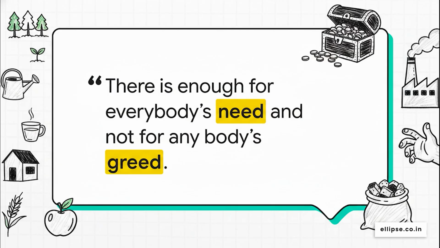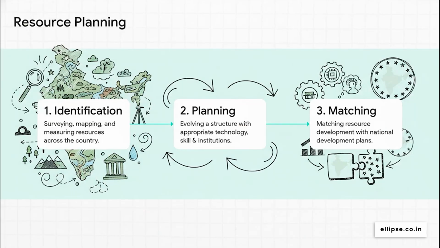It's a simple line, but it captures the entire philosophy of using resources wisely. Okay, so how does a huge, diverse country like India actually plan its resources? Well, it's a pretty complex job, but we can break it down into 3 main steps. Step 1 is identification and inventory. This is where we go out, survey, map, and basically make a list of what resources we have and where.